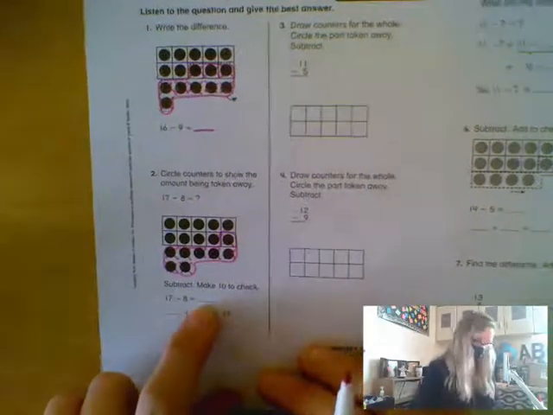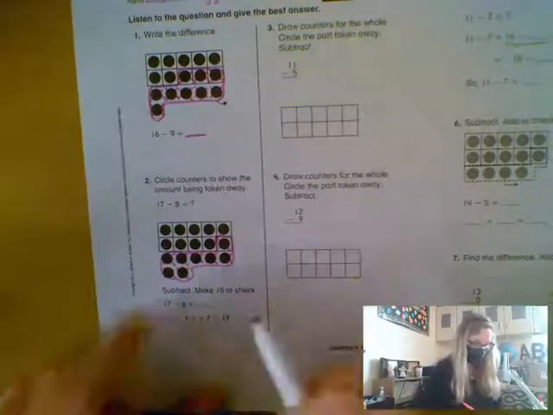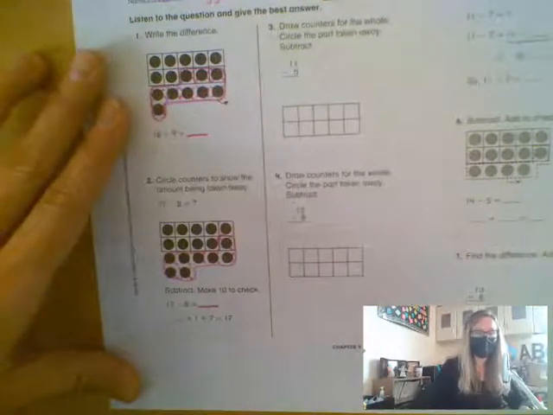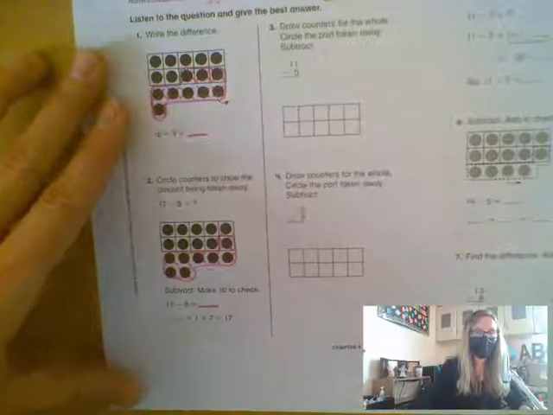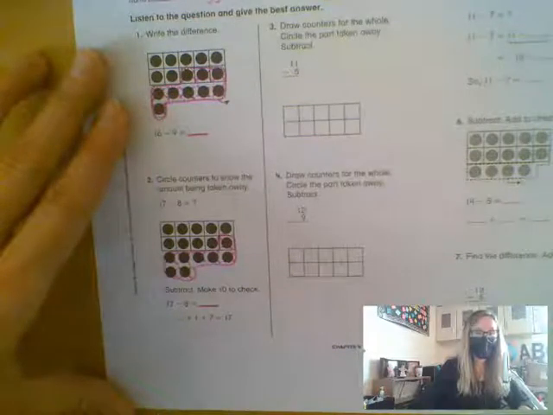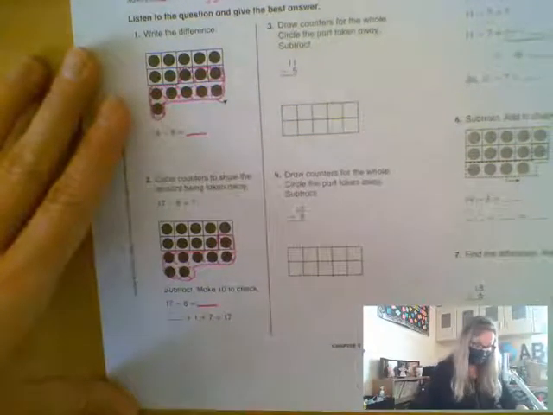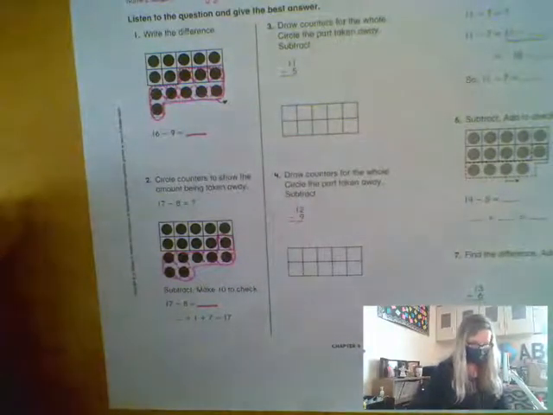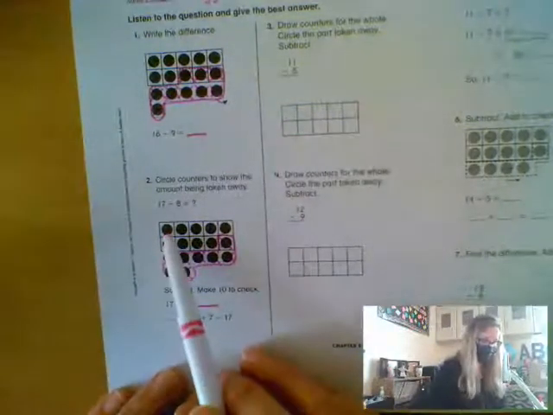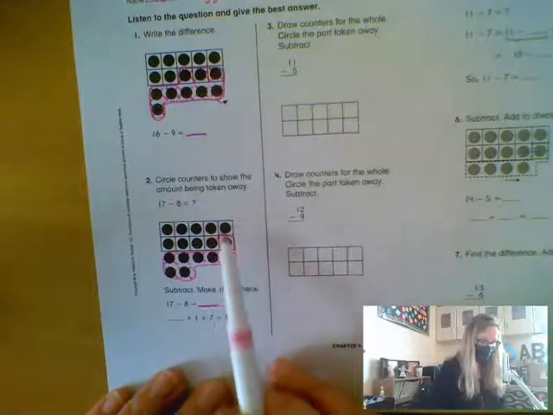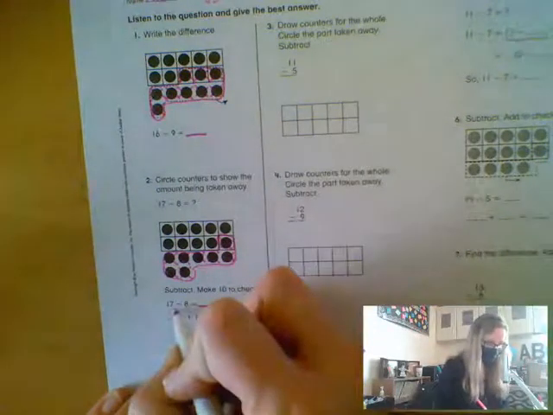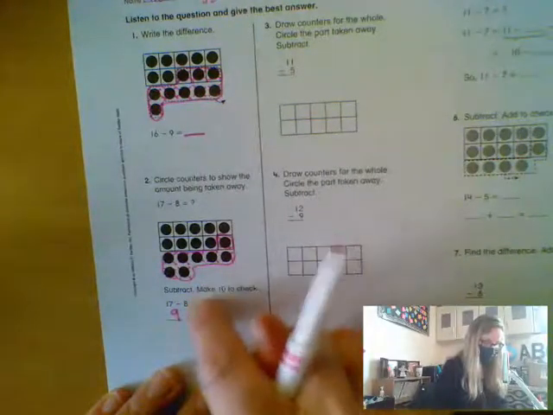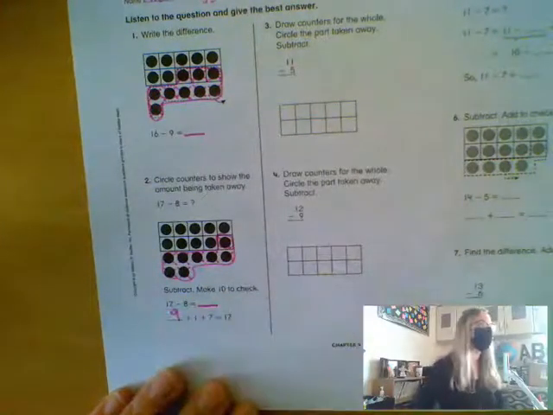So it says to subtract, make 10 to check. So you'll put the answer here, 17 take away 8. Put it on that line. Okay. And then it says make a 10 to subtract. Well, here we have 9. 1, 2, 3, 4, 5, 6, 7, 8, 9. Plus 1 more would be 10. So you can put a 9 on this line. So put your answer here. And then put a 9 on this line.